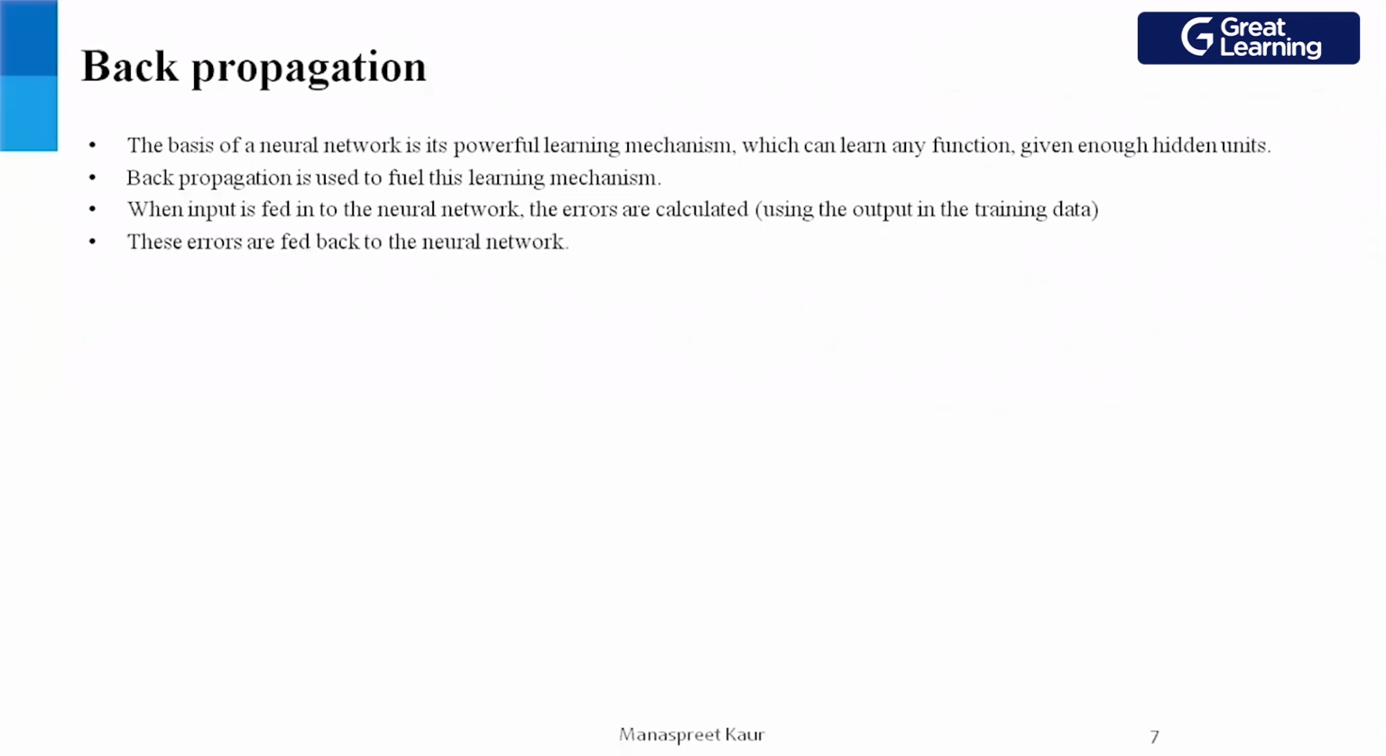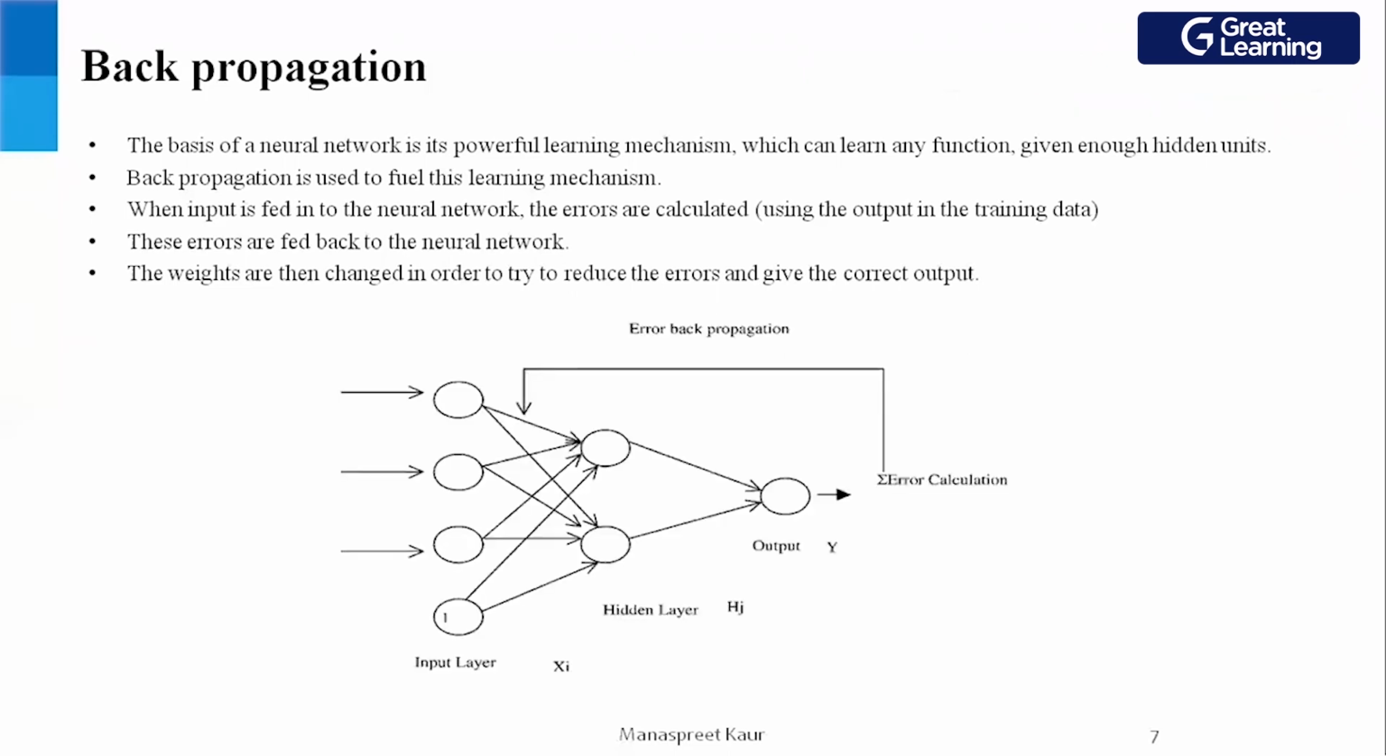Okay, so these errors are fed back to the neural network, and then these weights, to the question that you were asking, the weights are then changed in order to try to reduce the errors and give the correct output. So in the first iteration, random weights will be assigned, but with each iteration that happens, the weights are changed using the errors that we have got in the previous layer.